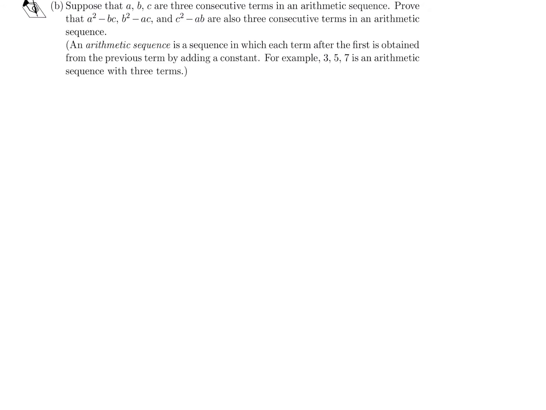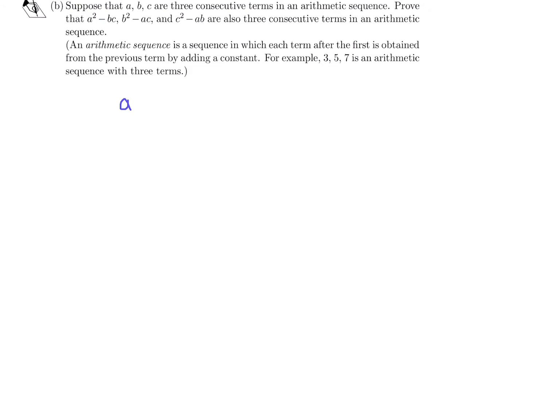Suppose that A, B, C are 3 consecutive terms in an arithmetic sequence. Prove that A squared minus BC, B squared minus AC, and C squared minus AB are also 3 consecutive terms in an arithmetic sequence. An arithmetic sequence is a sequence in which each term after the first is obtained from the previous term by adding a constant. For example, 3, 5, 7 is an arithmetic sequence with 3 terms.